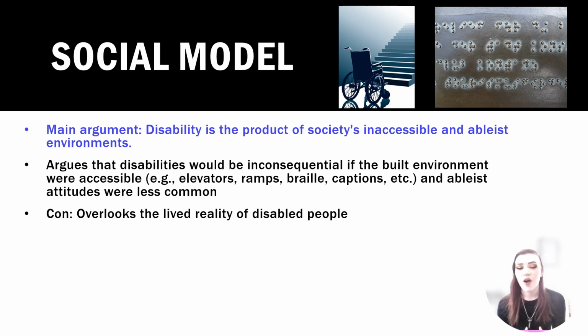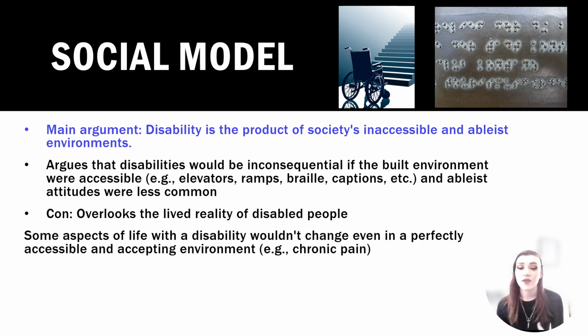One major con with the social model, though, is that it overlooks the reality of life for a lot of disabled people or people with chronic illnesses. There are a lot of conditions where, maybe if someone has chronic pain, changing the world, making it perfectly accessible, having a very accepting environment, and whatever we could have to have this utopian kind of world, some things wouldn't change, right? People who have chronic pain might still have that chronic pain.